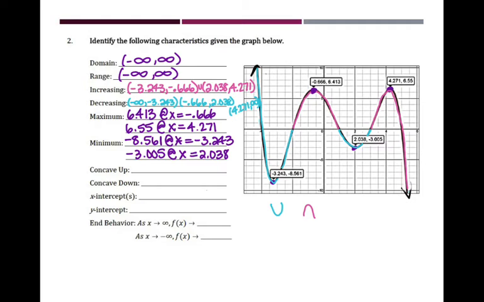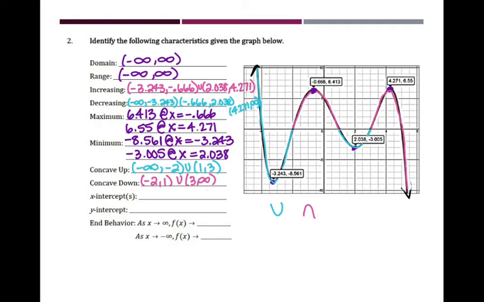So when I'm setting up my intervals, I'll go ahead and break them apart at those particular values. So my first interval for concave up goes from negative infinity to negative 2. And I also have from 1 to 3. And then for my concave down, I have from negative 2 to 1 and 3 to infinity.